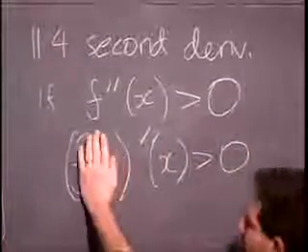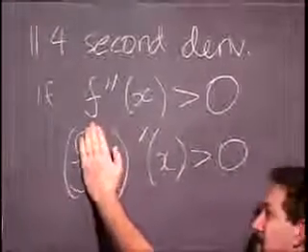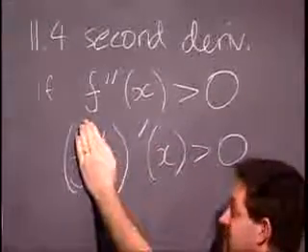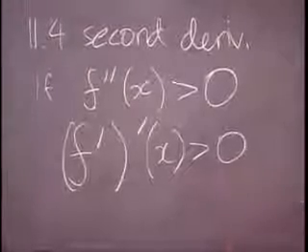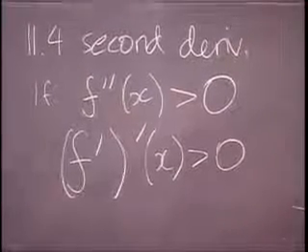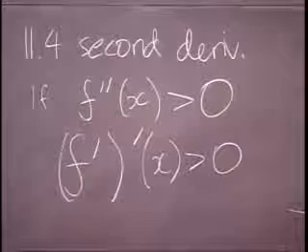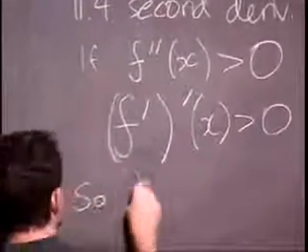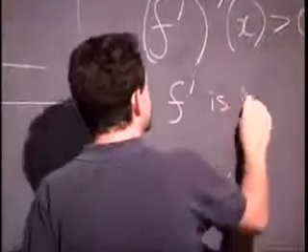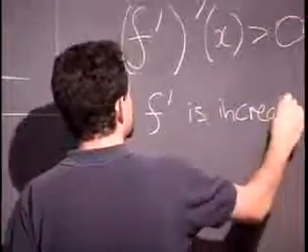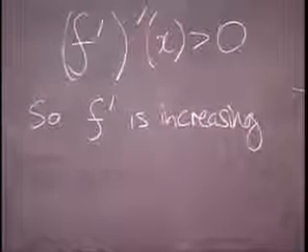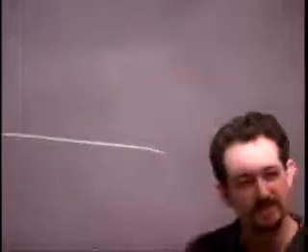So think of f prime as a unit. Something's derivative is positive. That something happens to be f prime. So f prime's derivative is positive. And what did we just decide it means if the derivative of something is positive? It's increasing. So f prime is increasing. If the second derivative is positive, the derivative is increasing. That does not mean the derivative is positive. It means it's getting bigger.